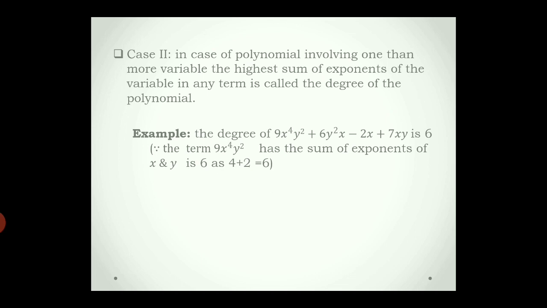Here you can see that this polynomial includes more than one variable, that is x and y. Therefore, the degree of the polynomial will be the sum of the exponents.